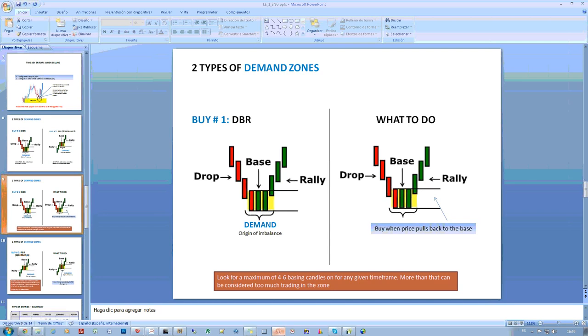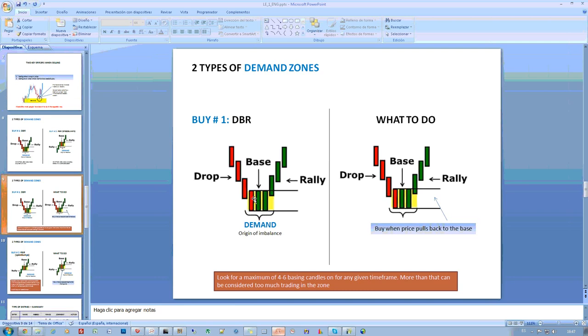A tip: look for a maximum of 4-6 basing candles on any given time frame. More than that can be considered too much trading in the zone. The more time that price bases in the area, the smaller the imbalance of that area. So we want price to stay basing as little time as possible, because that will mean that there is a lot of buying potential in that area.